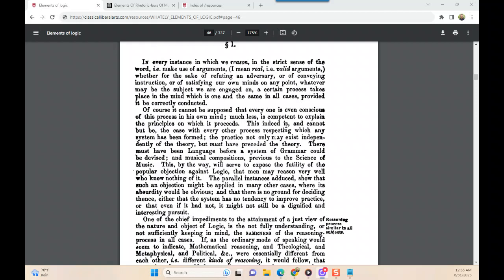This indeed is and cannot but be the case with every other process respecting which any system has been formed. The practice not only may exist independently of the theory, but must have preceded the theory. In other words, this process of reasoning is natural. It takes place in us. Some people are naturally more careful in reasoning, other people less so.